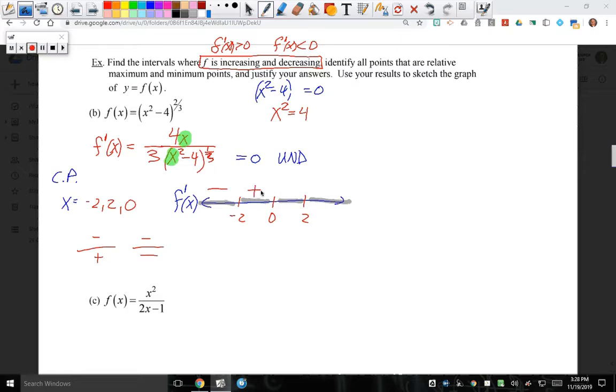Positive. Taylor, let's do 0 to 2. What do you want to plug in? 1? Okay, what's the sign of my numerator? Positive. The denominator? Negative. And what's the quotient? Negative. Jordy, what would you plug in for the last one? A 3? And what are my signs going to be? Positive and positive, so it's positive.